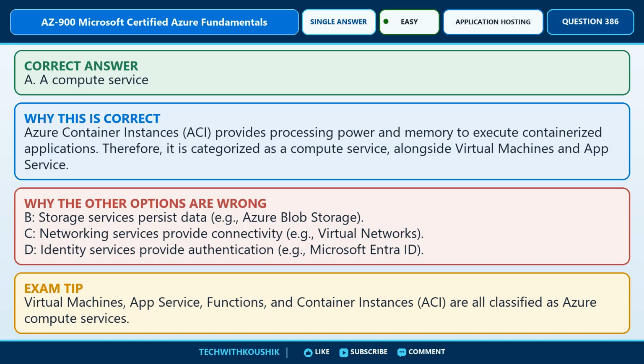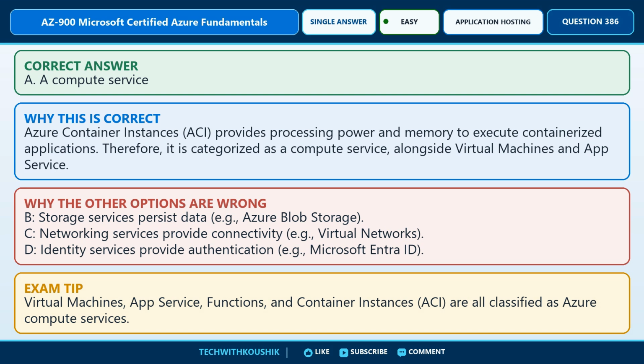The answer here is option A. A compute service. Let's look at the reasoning. Azure Container Instances, ACI, provides processing power and memory to execute containerized applications. Therefore, it is categorized as a compute service, alongside virtual machines and app service.